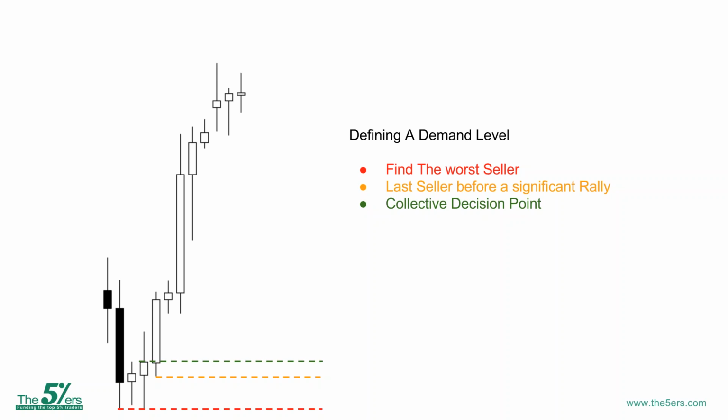And then we're going to look for where was the last significant seller before a significant rally, and then we're going to define the collective decision point. The collective decision point is the democratic decision of the whole market participant, that actually from that on price was shooting up. So we're looking for that decision point, and this will determine the higher barrier of that zone.